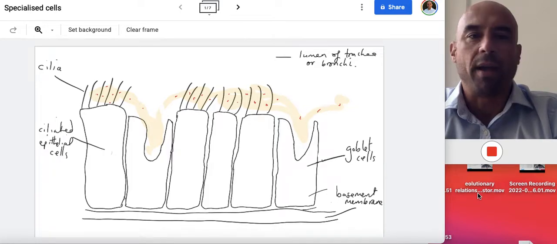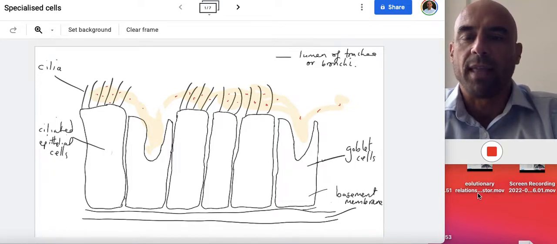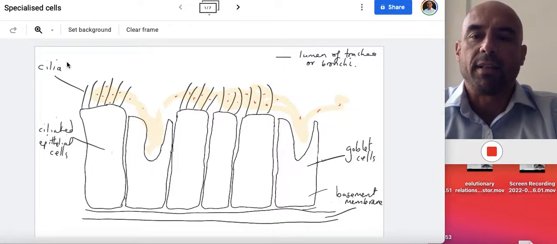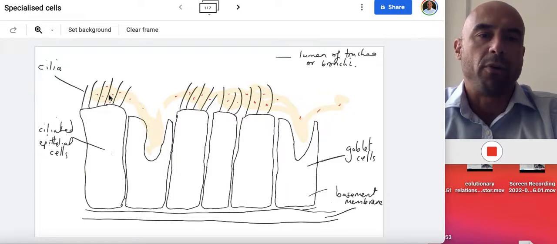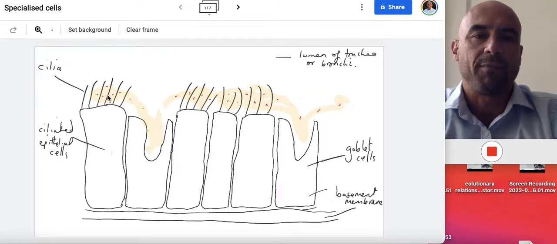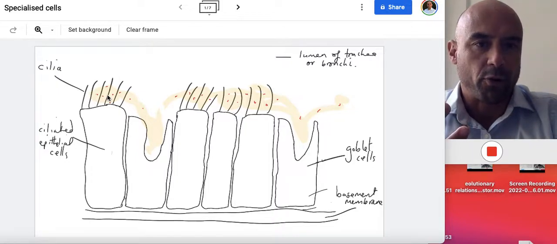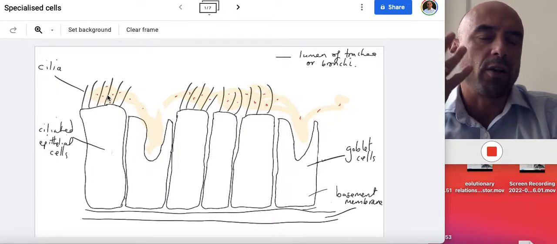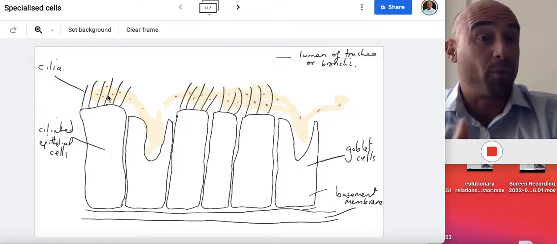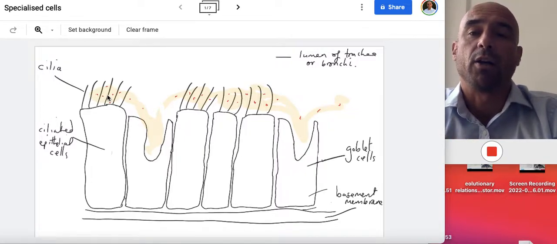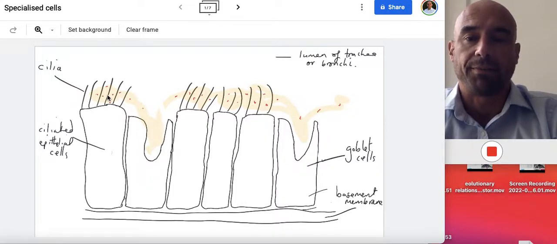The first specialised cell that we need to know about in this topic is cilia. The cilia are tiny hairs which are found on the top of ciliated epithelial cells. The function of cilia is to move mucus up the respiratory tract, in particular the trachea and the bronchi, to the top of the respiratory tract, where you can then swallow the mucus and it will kill any pathogens which are trapped within the mucus itself.